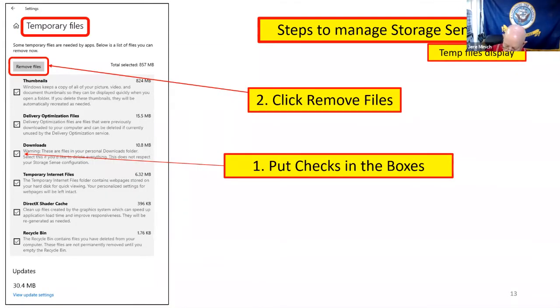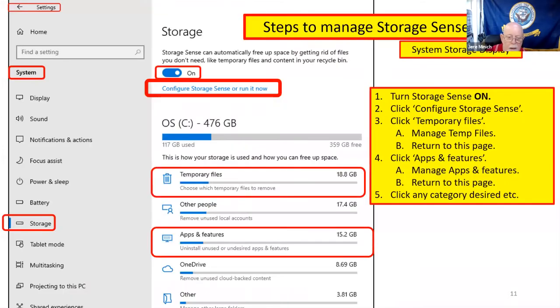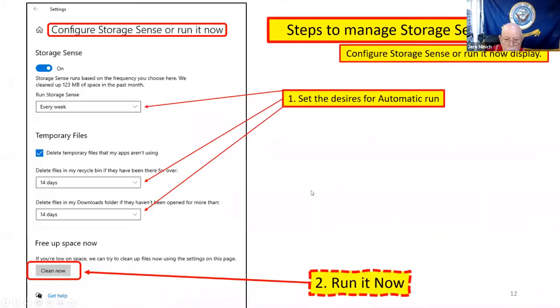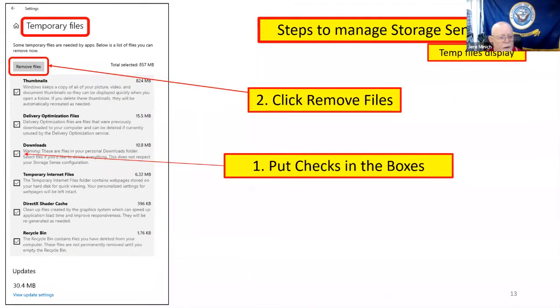Now, if you remember two slides back, I'm now going to go to temporary files right here. And when I click on temporary files, I have all these different kinds of temporary files. And when you go there for the first time, there's not going to be any check marks in the little boxes.